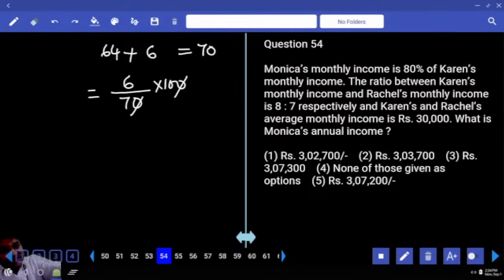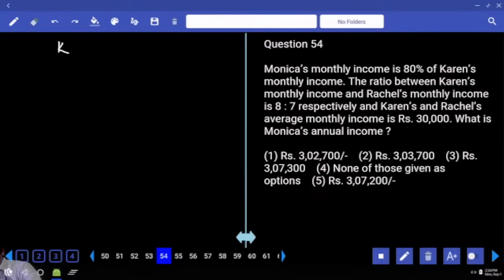Monika's monthly income is 80% of Karen's monthly income. Karen and Monika: Monika's income is 80% of Karen's, so Karen is 100, Monika is 80. The ratio between Karen and Rachel's monthly income is 8:7. It should be an 8 multiple.